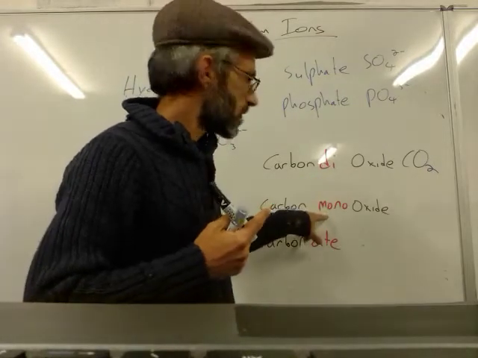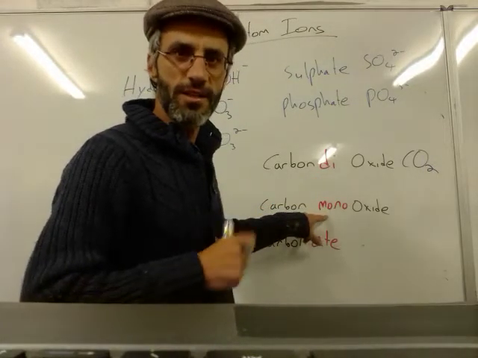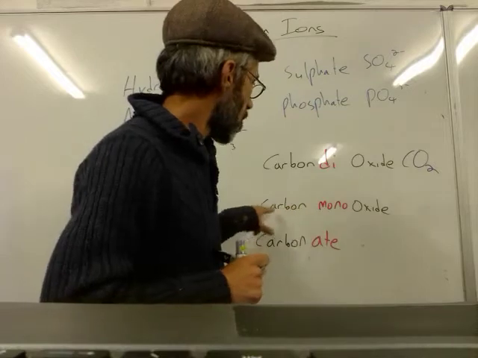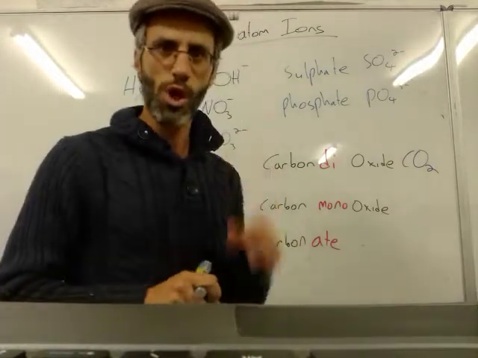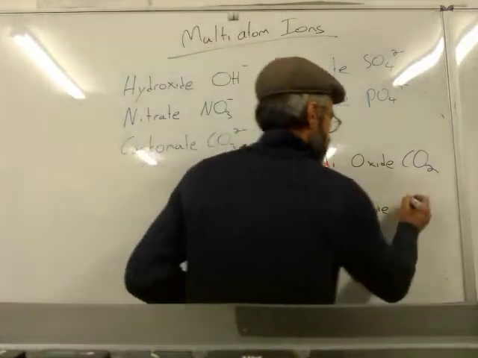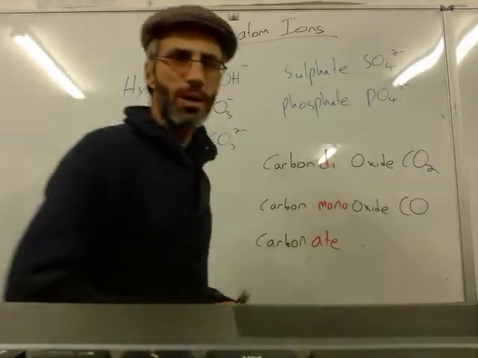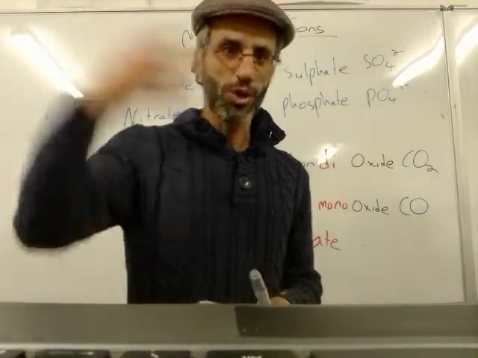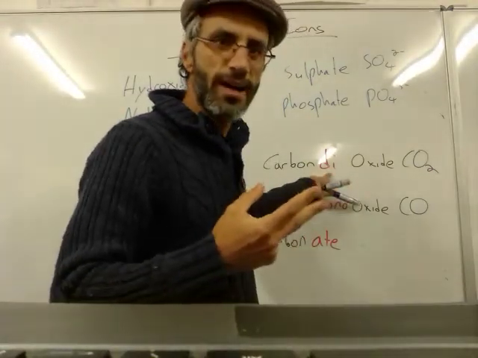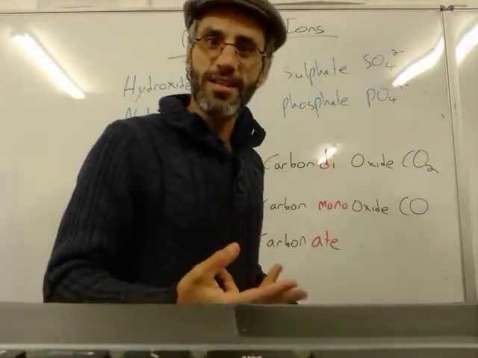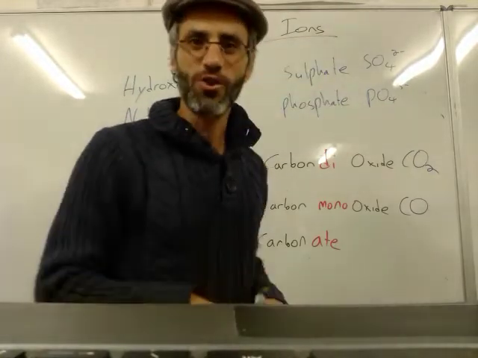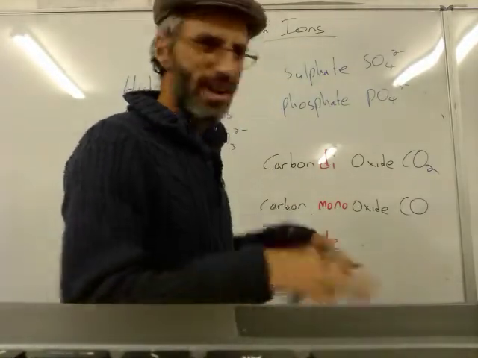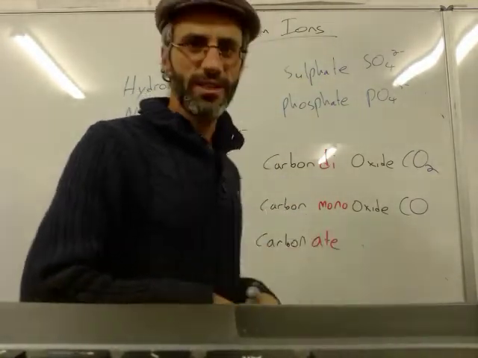Another one in the work that I let you do was carbon monoxide. Mono means 1. So carbon monoxide is CO. Just to let you know also that it carries on. So you've got mono is 1, di is 2, tri is 3, and so on. It carries on, but you won't have to use it. At this grade 9 level, you probably just need mono and di.